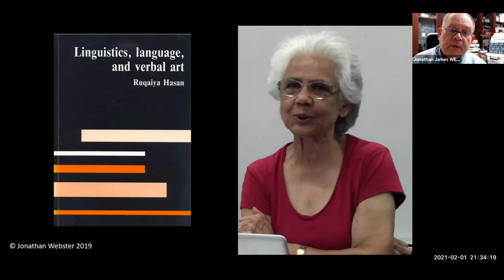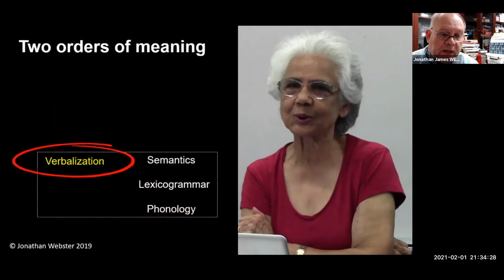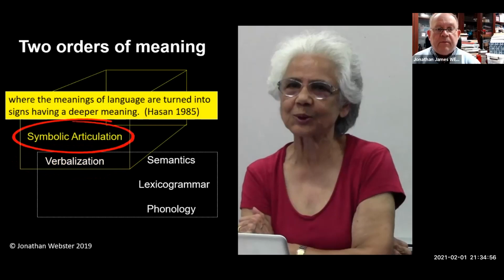One of the influences was this book here, Linguistics, Language, and Verbal Art. Professor Hasan talks about there being two orders of meaning. On the one hand, there is the simple sort of verbalization. Like we see in language, there is semantics, there's lexicogrammar, there's phonology, right? That's language. That's the way you hear me speaking now. It's the verbalization. But her point is that when we look at the language of verbal art, whether it's poetry, or drama, or a spoken word performance, something else is happening. She calls it symbolic articulation, where the meanings of language are turned into signs having a deeper meaning.